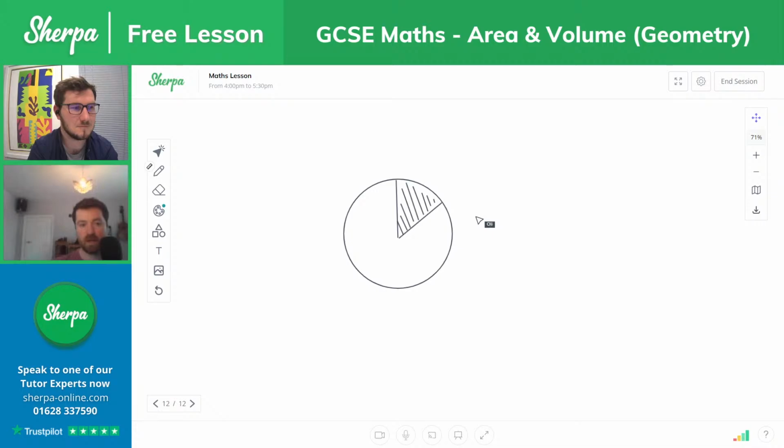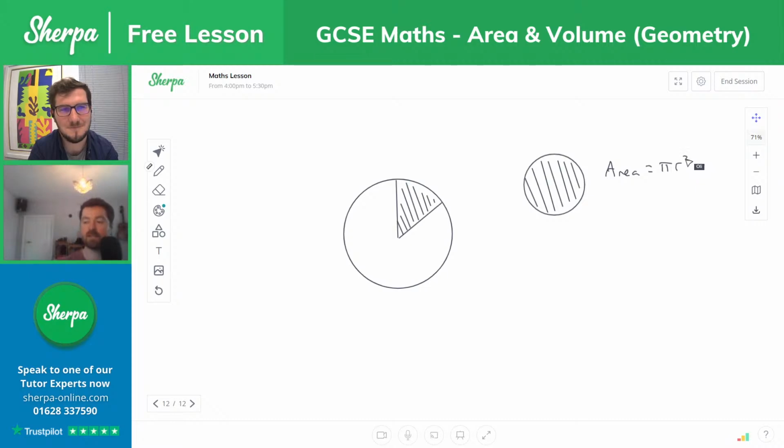The nicest way of calculating this is, if you imagine for a second I've just asked you to calculate the area of the whole circle. So we're going to start off by calculating the area of the entire circle. You would tell me the area is equal to pi times r squared, right? That's our standard circle equation.